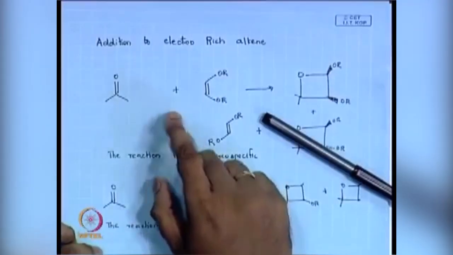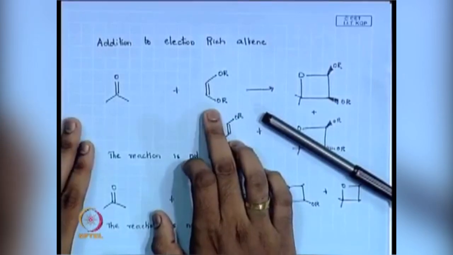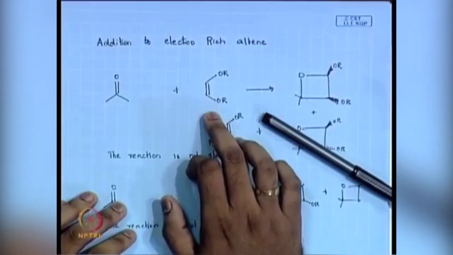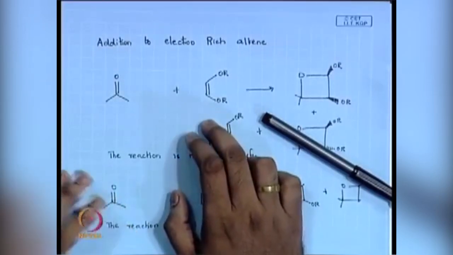We have to put all these questions before we are going to understand really. We are going to see why this happens by using an energy diagram and orbital picture. Before that, we will put our mind. If I increase the concentration of this electron rich alkene, the reaction slowly tends to be stereospecific.